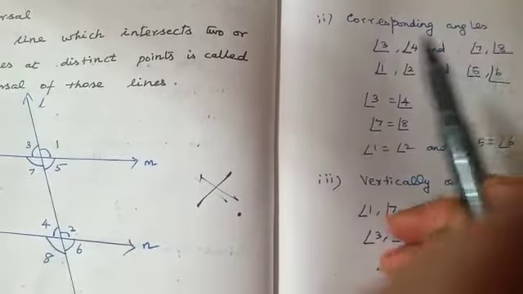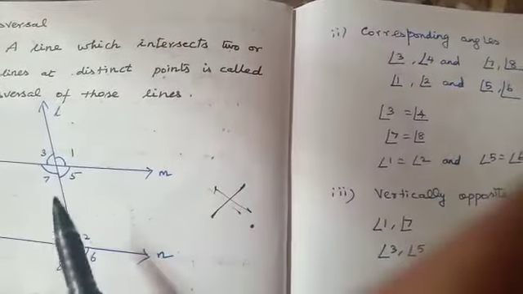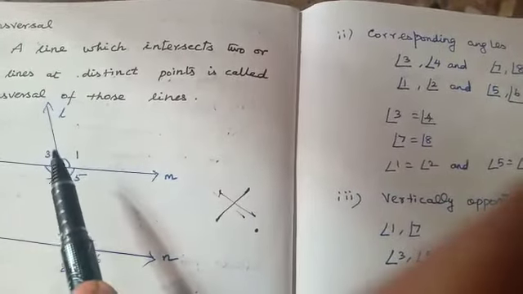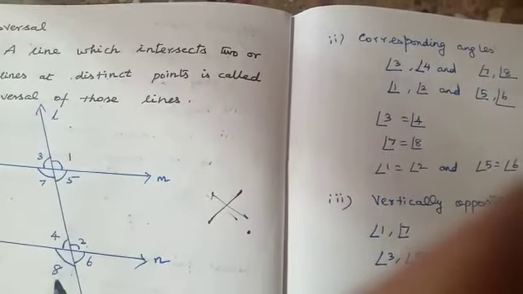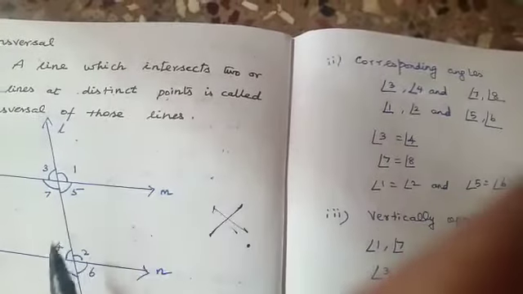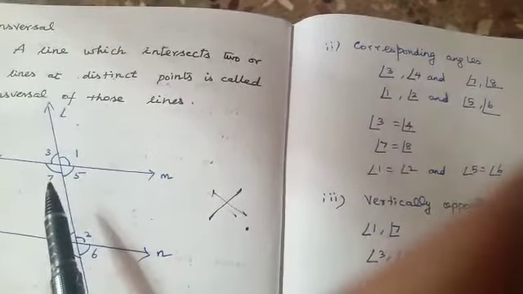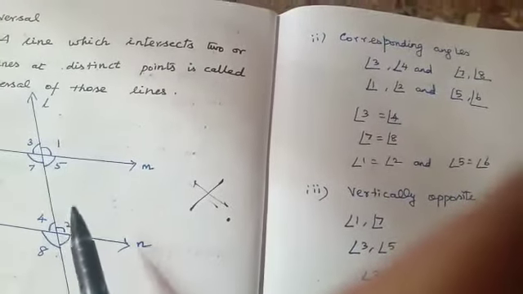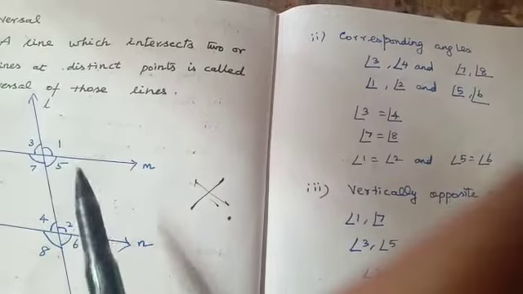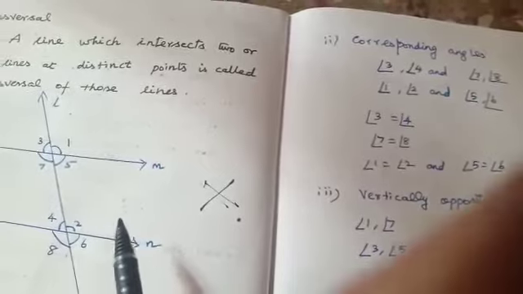Next, corresponding angles. Corresponding angles means angle 3, angle 4. See here, on one side angle 3 and angle 4, and angle 7 and angle 8. This is the corresponding angles of the same side. So the corresponding angle of 3 is angle 4, and the corresponding angle of 7 is angle 8. Then on this side, angle 1 and angle 2 are corresponding angles. Then angle 5 and angle 6 are corresponding angles.